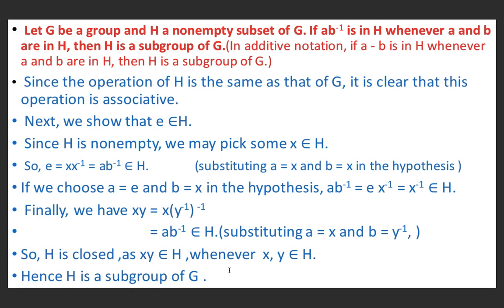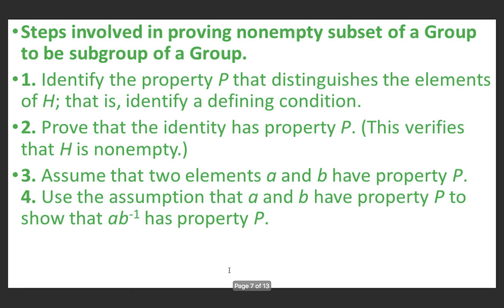So we will use this property in group theory to show that any non-empty subset of a group G is a subgroup of G. Whenever we can prove that ab inverse is in H for a and b in H, then it means that H is a subgroup of G.